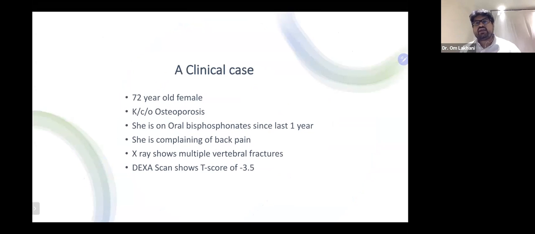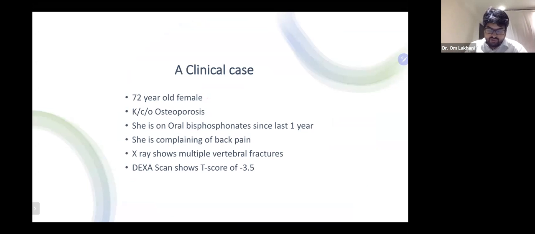Okay, so let's take a case. Let's take a typical example. A similar patient like this is actually currently admitted in a hospital, right? That's the beauty of it. So we see these patients very commonly, but we really see them. We see them, but we don't see them, right? That's the beauty of this.